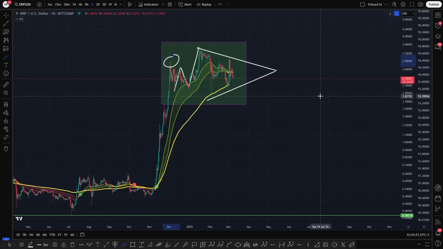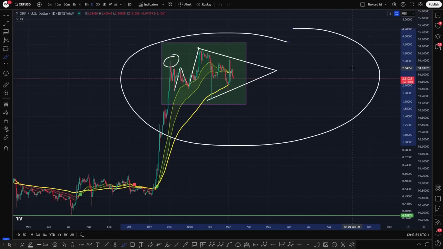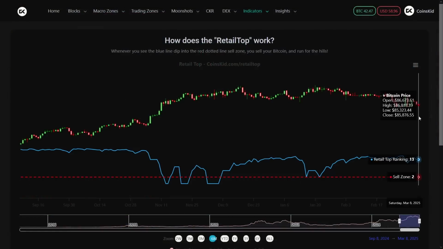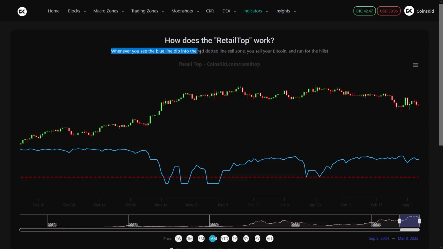If you do want to take a look at the retail top, it's on coinskid.com. In fact, I'll show you that quickly before I continue with this technical analysis on XRP. The retail top indicator is an indicator I made for you, which I released late last year. Basically, how does the retail top work? Whenever you see the blue line dip into the red dotted line sell zone, you sell your Bitcoin and run for the hills.